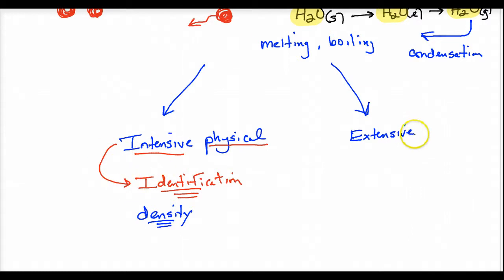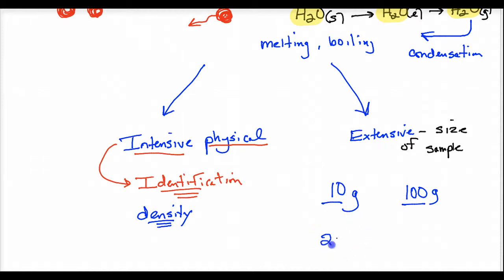Extensive is based on the size of the sample. You do not identify things based on extensive properties. Case in point, I want you to know which of the following is gold. I have something that's 10 grams and I have something that's 100 grams. Just by telling you the mass alone, can you identify what the substance is? Of course not. You can have 10 grams of anything, 100 grams of anything. So the size of the sample is extensive.